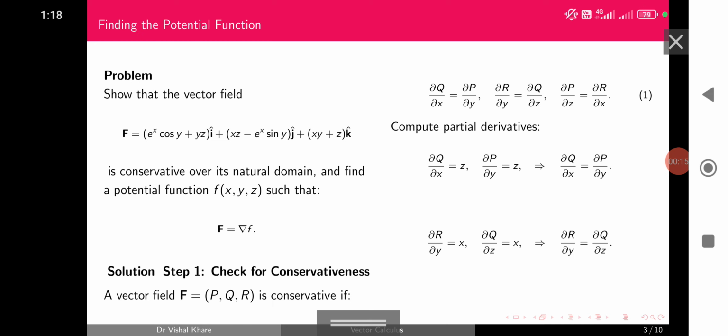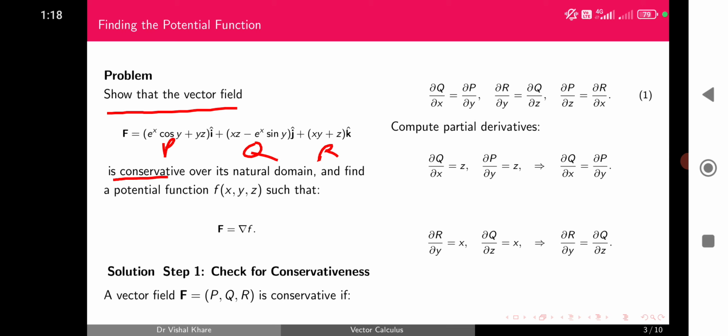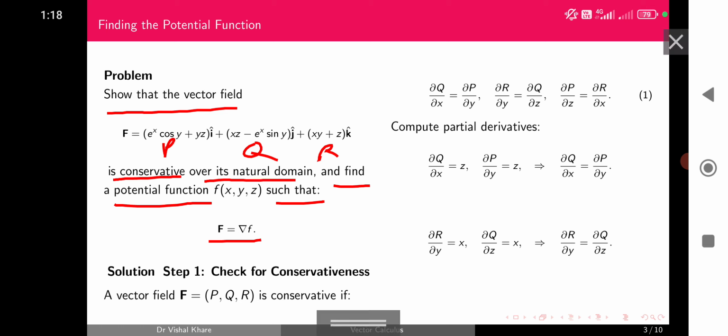So, finding the potential function. Show that the vector field F, equal to P, Q, R, is conservative over its natural domain, and find a potential function f such that vector F is equal to the gradient of scalar f. Step 1, check for conservativeness.